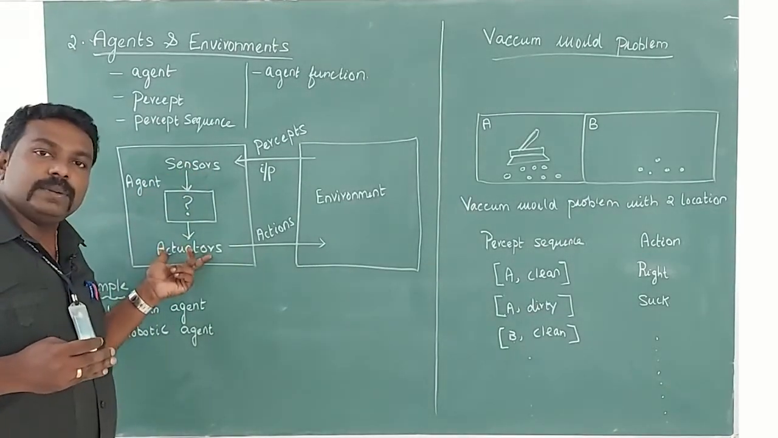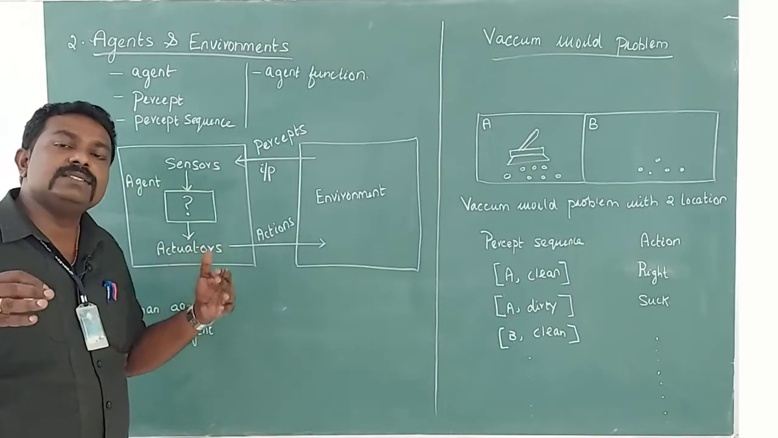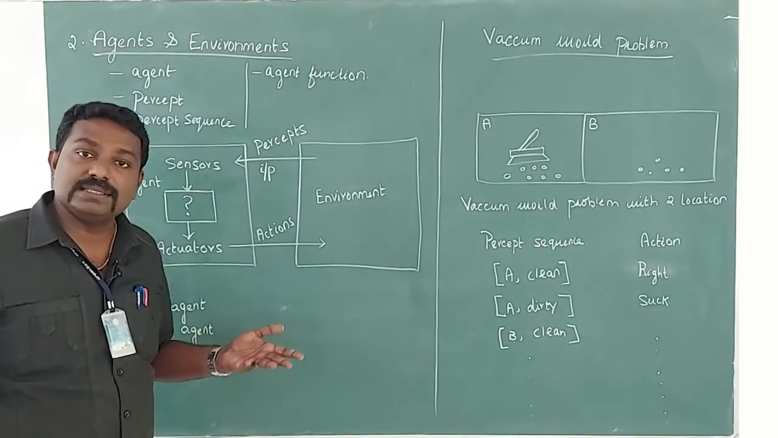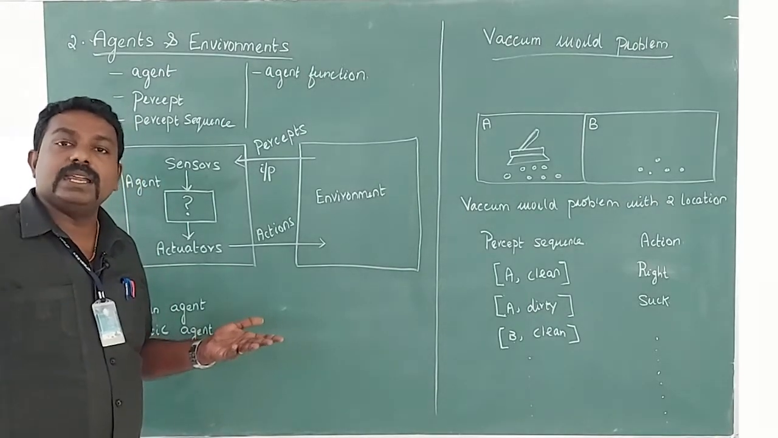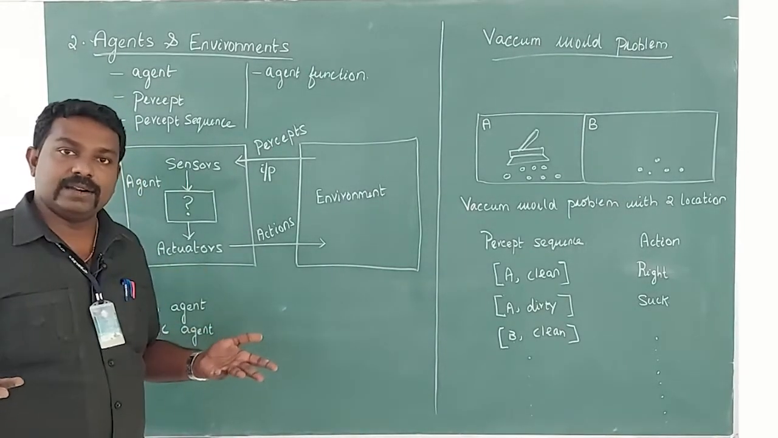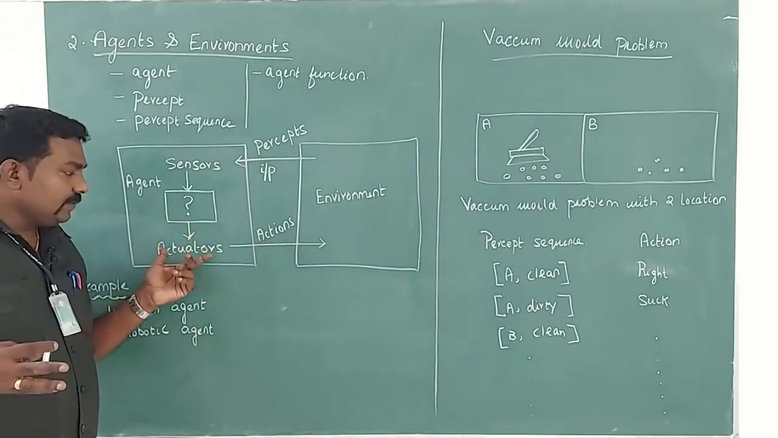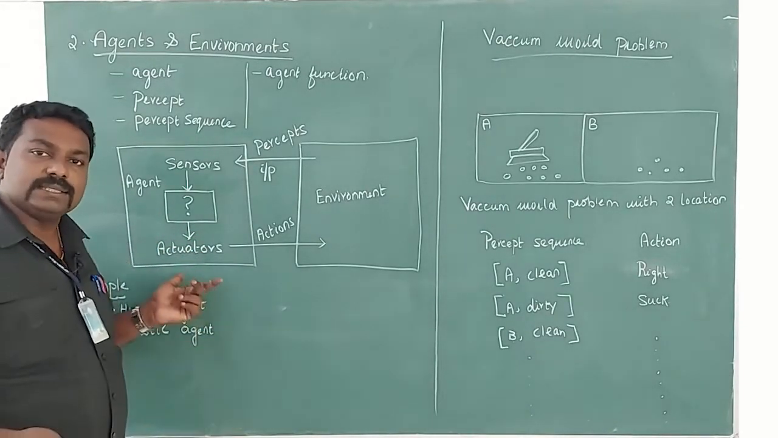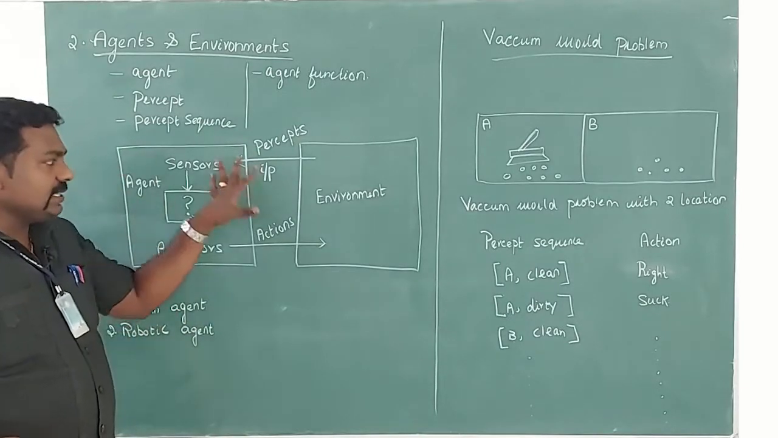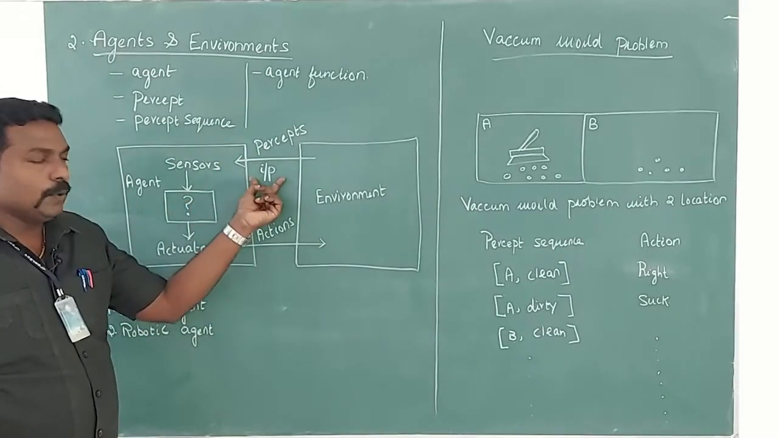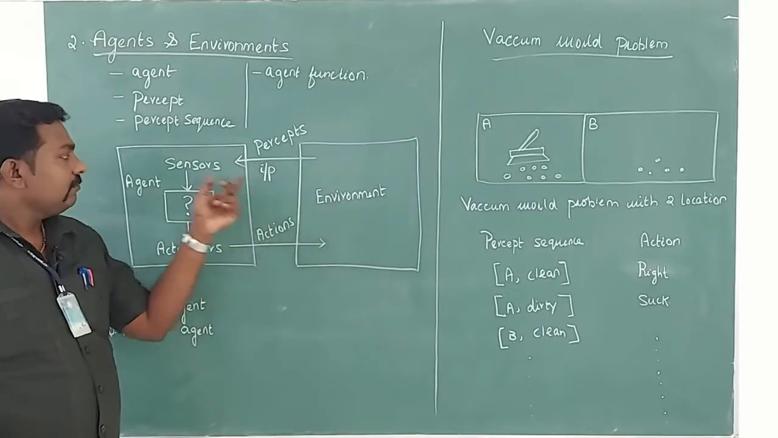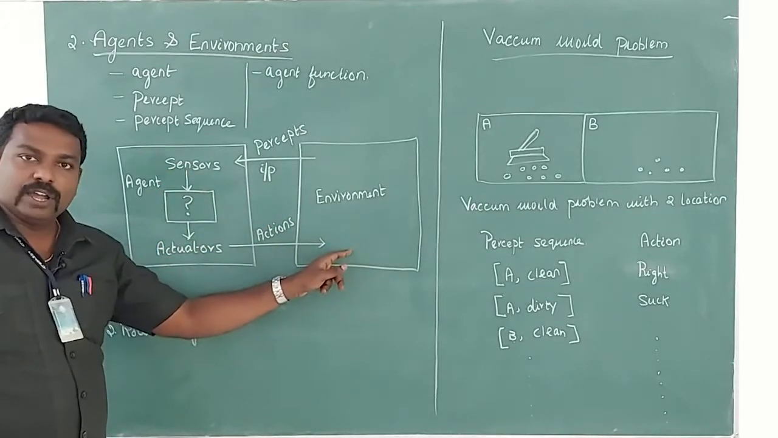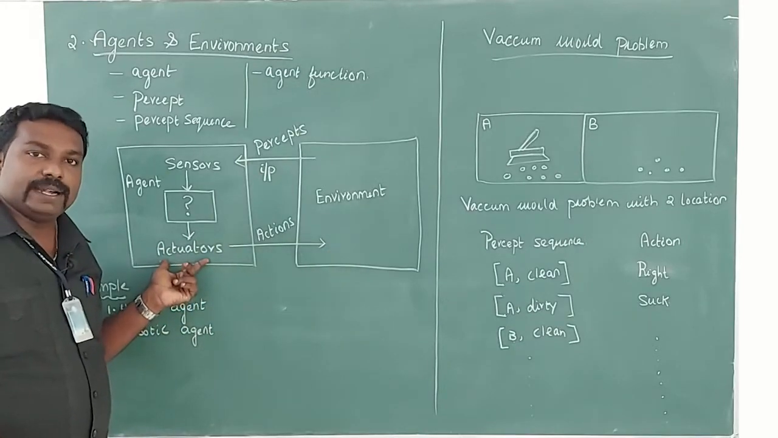And what are the actuators? Actuators are used to do some action. If you take a computer, the speaker may be an actuator, because we are getting an output. Printer is an actuator. A machine which has some devices to act back on the environment, you call them actuators. So, an agent is the one that gets the input from the environment with the help of sensors and acts back on the environment with the help of actuators.